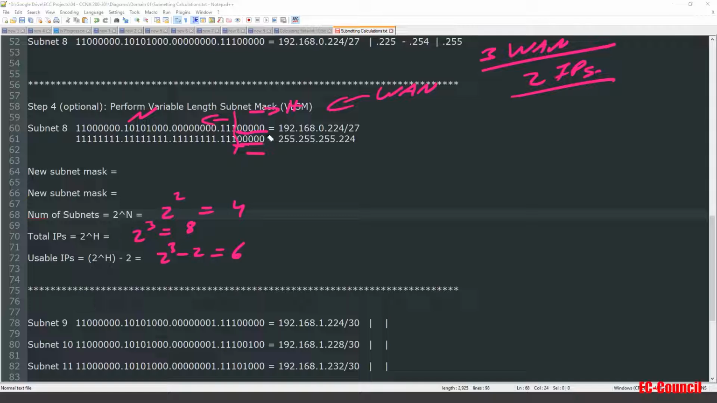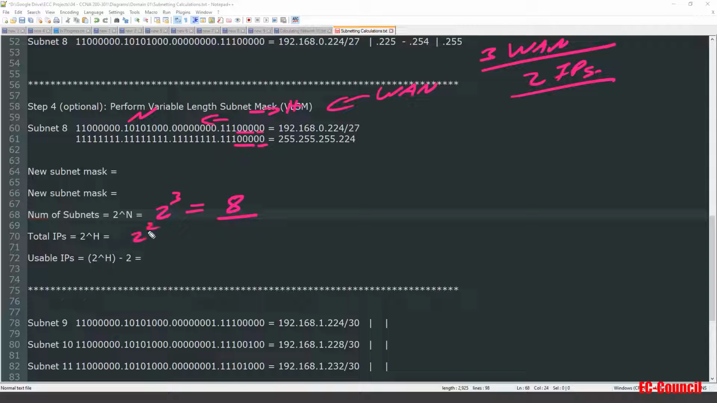Well, what if we actually borrow more network bits than we actually want? What will happen? So let's take a look at this. Let's say we borrow these 3 network bits here. Well, this means we have 2 to the power 3, which is equal to 8 new networks that we will create, and we'll be remaining with these last 2 host bits.